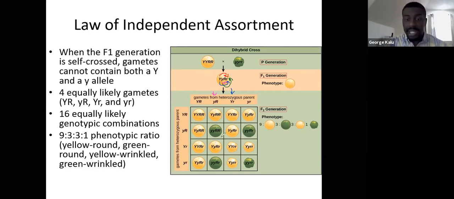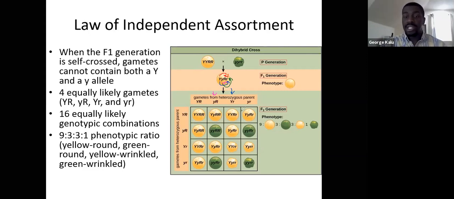Now, if we go down to this box, for example, we see little y, big R, big R. Little y tells us we're looking at a green allele now, because now we're looking at homozygous recessive. And then round, because it still has the big R, big R. In this box over here, we have the big Y, so it still ends up being yellow, but we have little r, so we know it's wrinkled here. And so on and so forth.